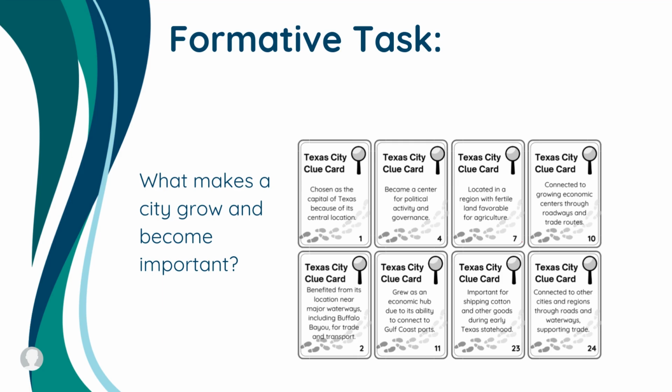So now they're going to do a formative task, which is a city clue sorting activity. You, as the teacher, will pose the question, what do you think makes a city grow and become important? You brainstorm ideas like location, trade, government, and resources. Introduce the supporting questions to students, and then hand out these clue cards. They can cut them out themselves.